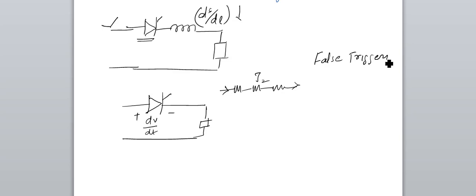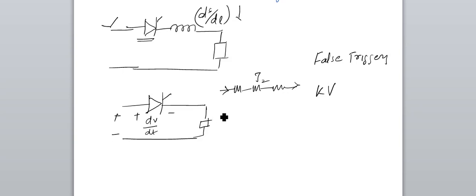Okay, this is termed as false triggering because we are not preferring it to dv by dt, because there will be a huge potential across it. Huge potential across it means huge voltage across it, that will be in the value of a kilovolt. Okay, and this voltage does not come only by your operation. This voltage can operate because of your load also.